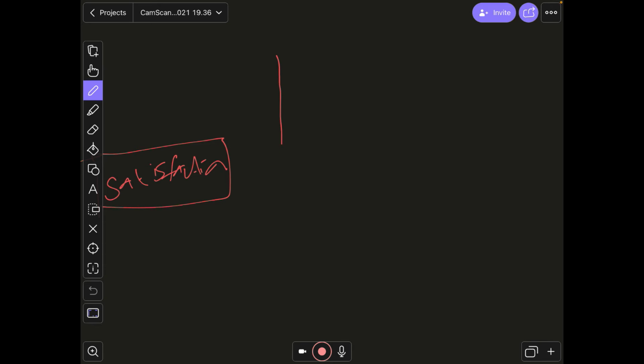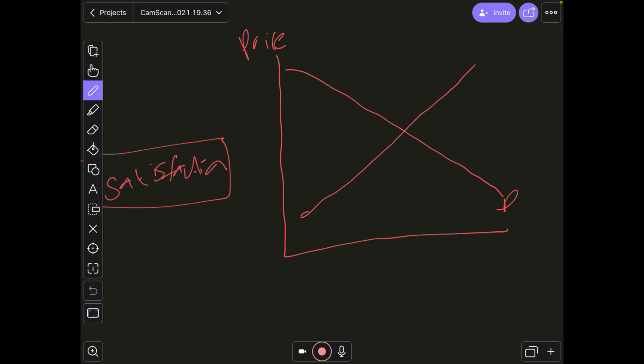This can also be shown on a diagram. So, this is a normal basic demand and supply diagram. This is the demand curve. This is the supply curve. This is the price axis. This is the quantity axis.